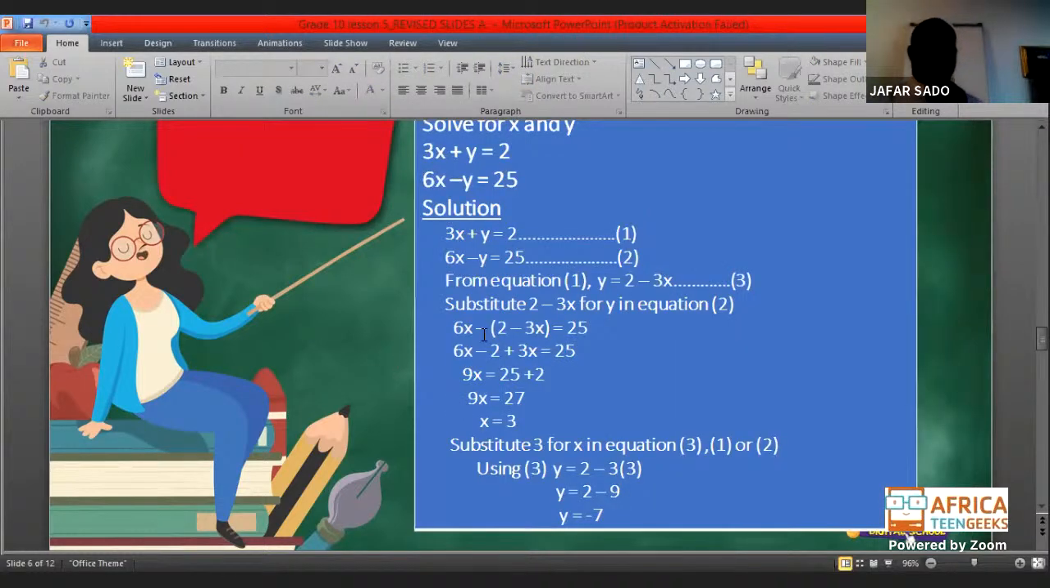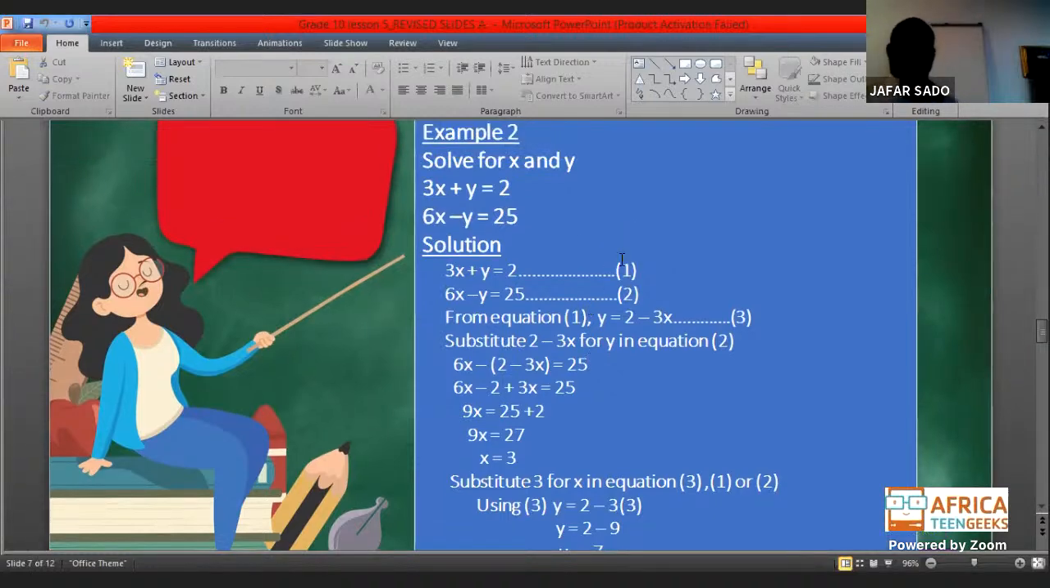In the next example, example 2, it's saying, solve for x and y, from 3x plus y equals to 2, and then 6x minus y equals to 25. So these are two equations we need to solve, to find the value of x and y. So how do we do that? The first thing, label your equations. Call this one equation 1, call the other one equation 2.